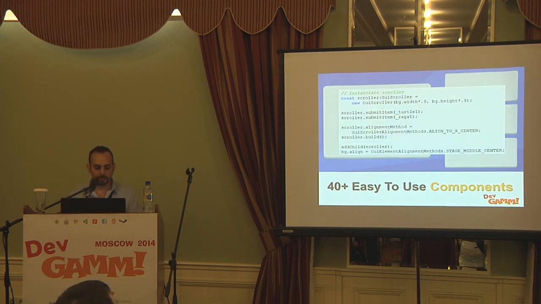Let's look at scrollers. So this is how you would instantiate a scroller with Gingee. It's a GUI scroller. You just give it the width and the height. You submit the items inside. You set the alignment, the inner alignment method. You go and build the scroller itself. You add it to the display list and set the alignment, and that's it. A few, like 7-8 lines of code, and you get a really nice scroller working out of the box.